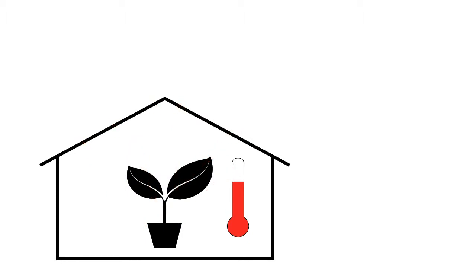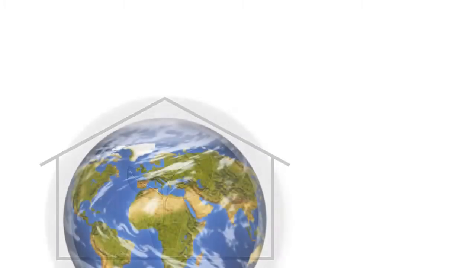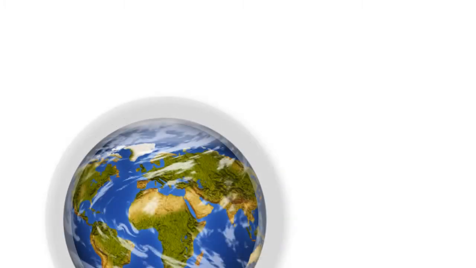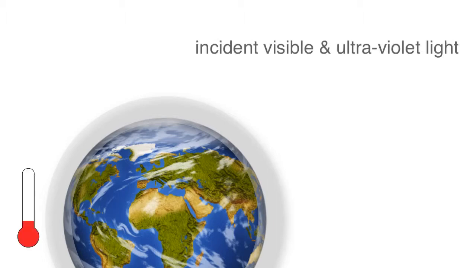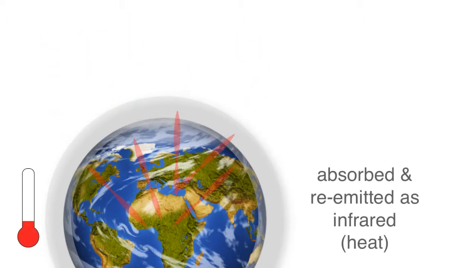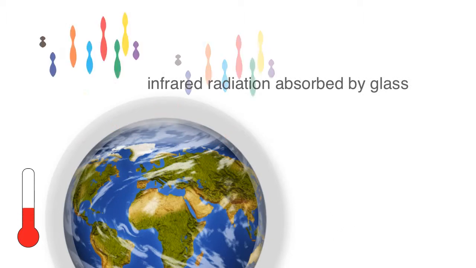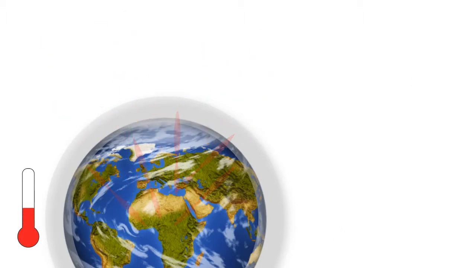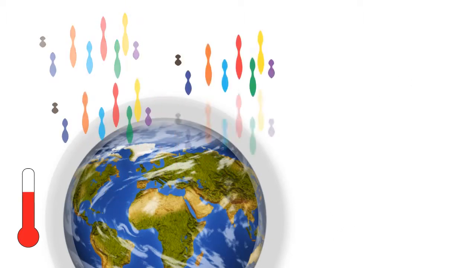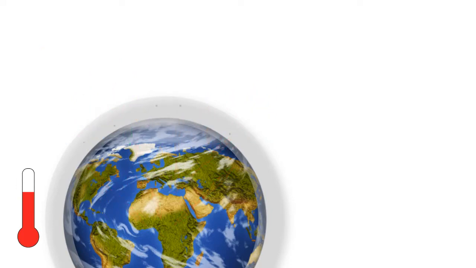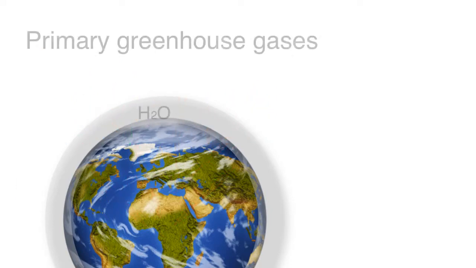The same phenomenon is happening at a global scale. We replace the greenhouse with the Earth and its atmosphere, with the atmosphere playing the role of the greenhouse glass. How effective is the atmosphere at trapping the infrared radiation? That depends on the gases in the atmosphere. The main contributors to trapping of greenhouse gases are water vapor, carbon dioxide, methane, and nitrous oxide.